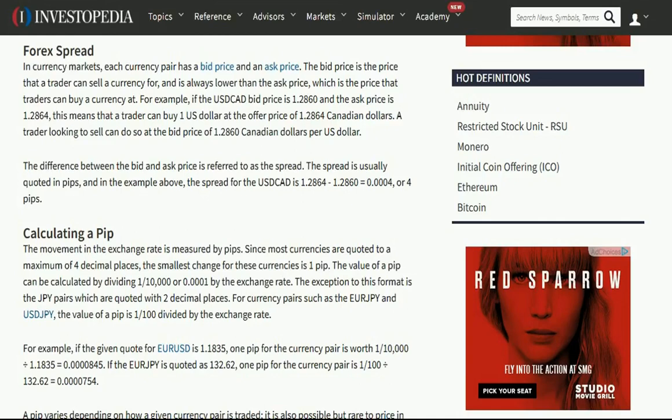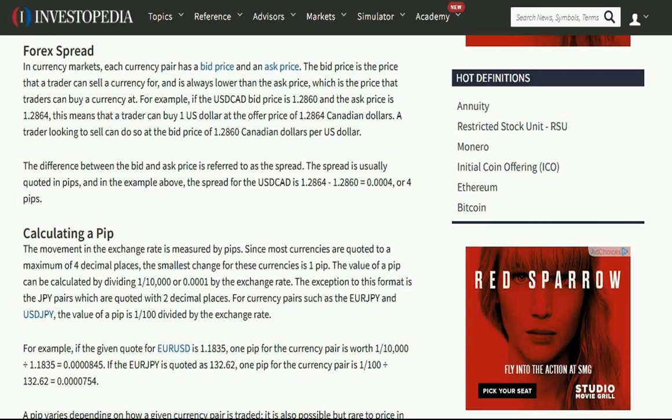But just for the sake of definition, we can say that the value of a PIP can be calculated by dividing 1 over 10,000, or 0.0001, by the exchange rate. The exception to this format is the JPY pairs, which are quoted with 2 decimal places. So for currency pairs such as Euro JPY and US JPY, the value of a PIP is 1 divided by 100, divided by the exchange rate.